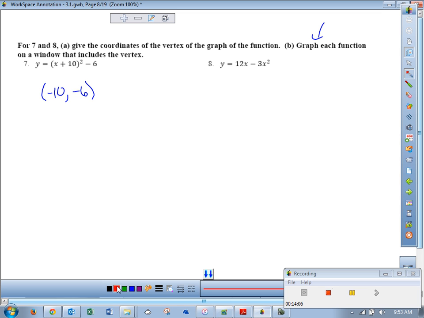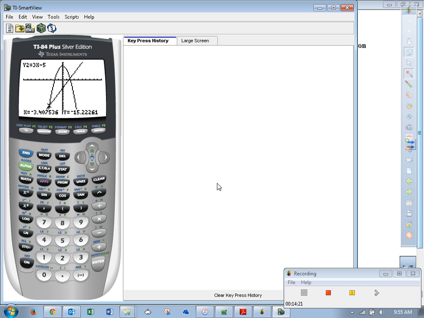Always look at the a value. What's the a value? 1, correct? So doesn't this bad boy open up, correct? If the vertex is at negative 10, negative 6, let's see what kind of window we really need to graph this puppy. Let's type him in.